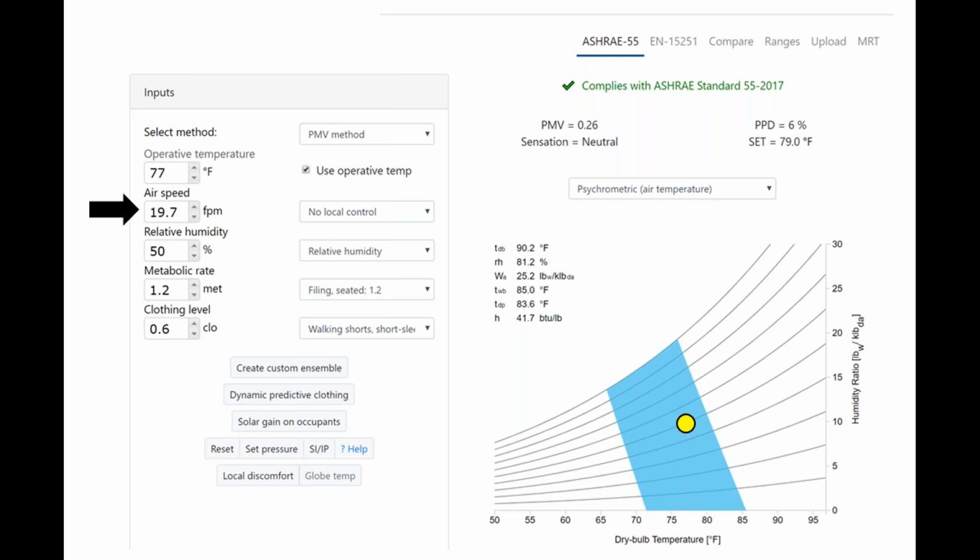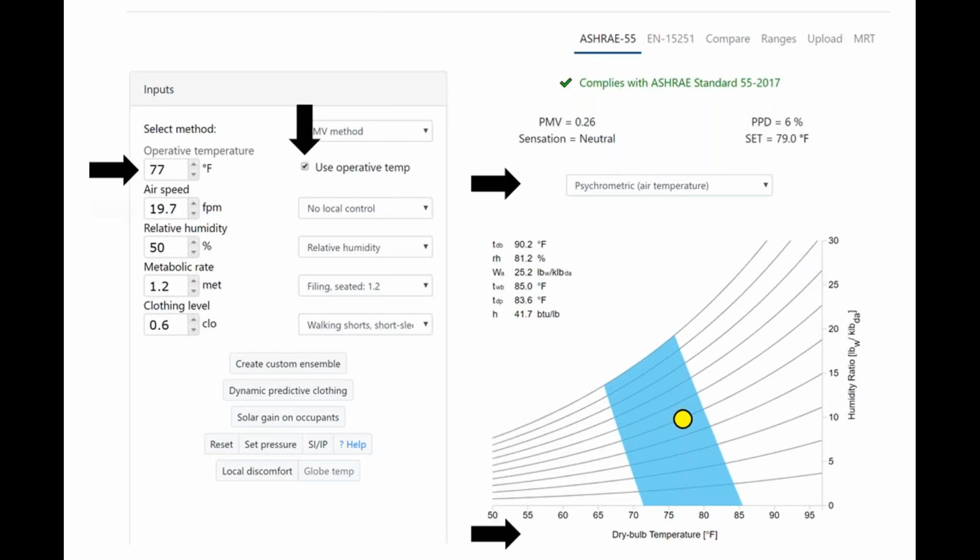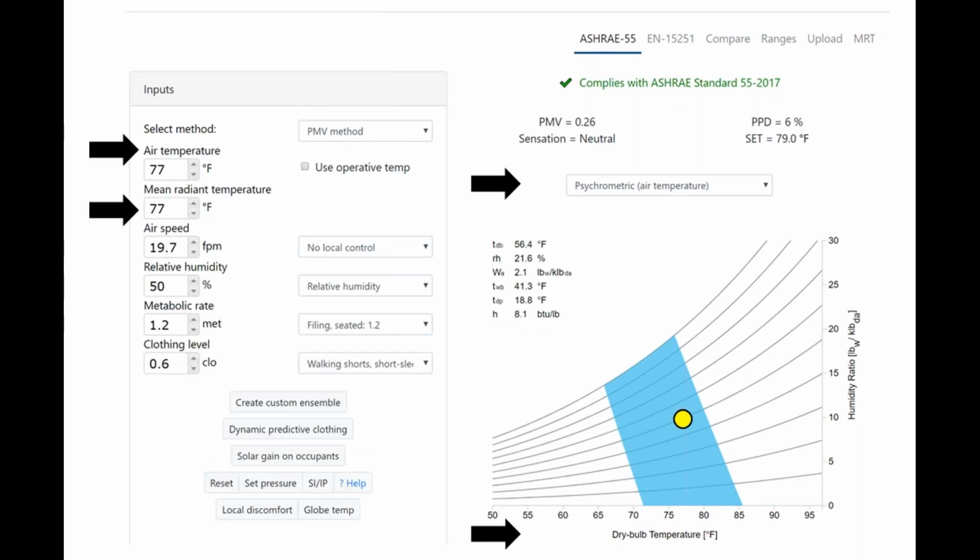But in the wintertime, maybe you have drafts or some air velocities with cooler temperatures. Then in this case, there would be a problem, but generally not. Here we're showing operative temperature, which is the combination of the mean radiant temperature and the dry bulb. And we can change that from operative temperature to actually the input values for air temp and mean radiant.